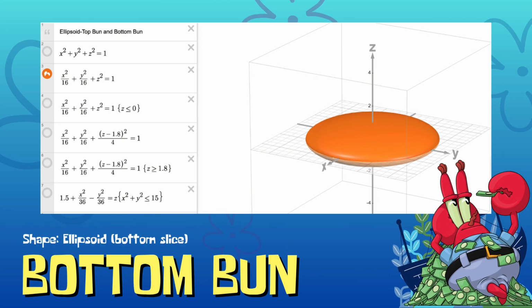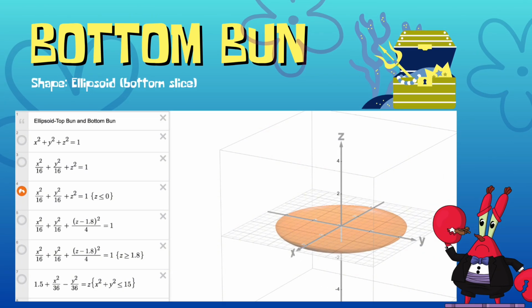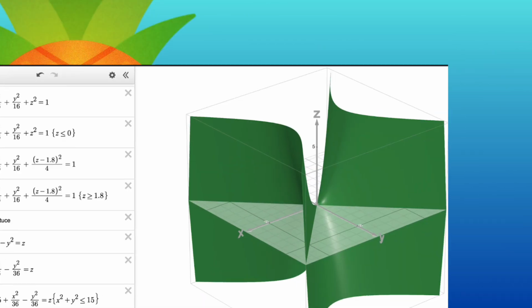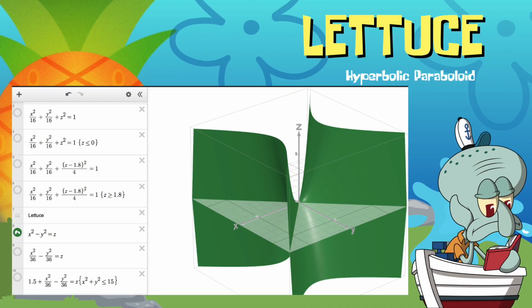Next, we want to do the same for the bottom bun, but arranging the ellipsoid so that we only use the bottom half. Every good burger has to be balanced out with the right amount of greens.